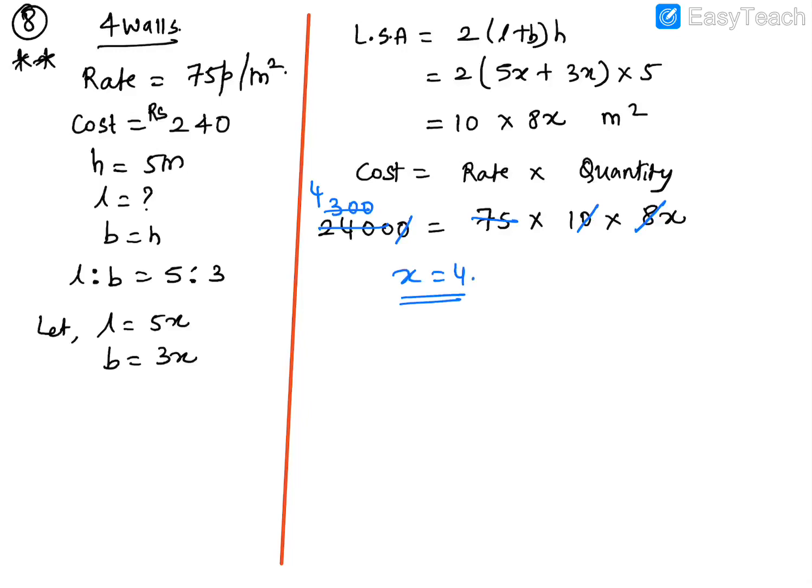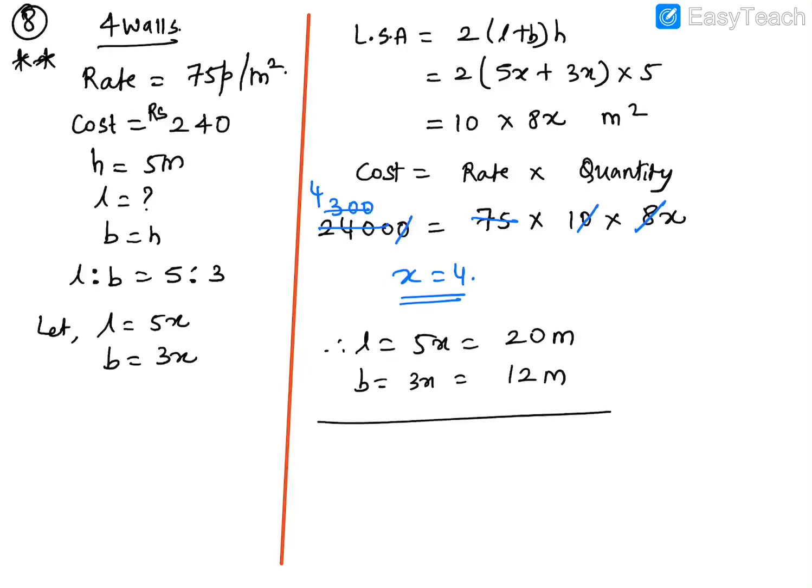4. Now if x is 4, it means the length is equal to 5x, 5 fours are 20 meter. Breadth is equal to 3x, 3 into 4, 12 meter. So that's your answer. Okay, then next problem, number 9.